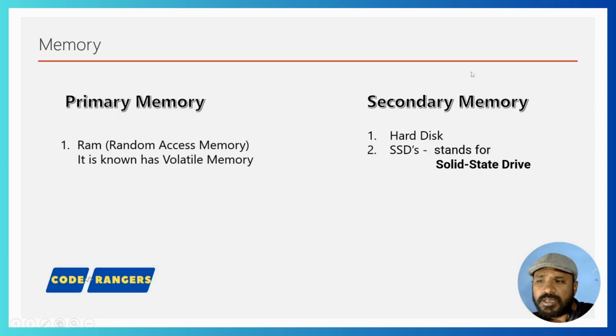Now secondary memory is the main memory, where things go and are stored, like whatever we create, files, presentations. This is the location where all the files are going to be stored.